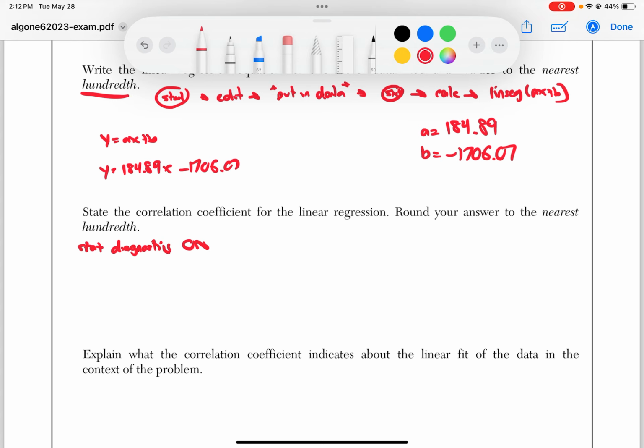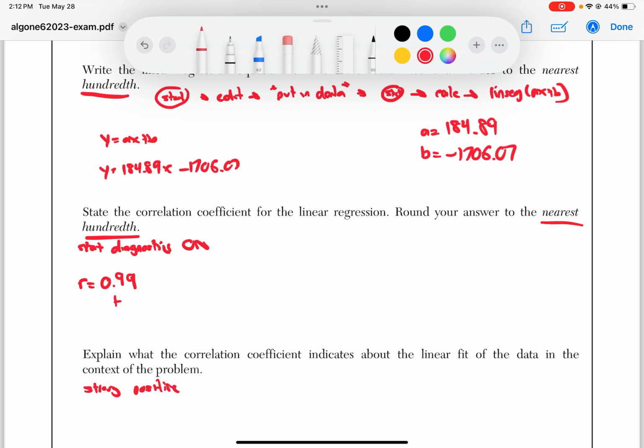And your correlation coefficient is always represented by R, not R squared, R. So R is, in this case, 0.99 because we're rounding to the nearest hundredth. And what that correlation indicates, right? It is a strong positive correlation.